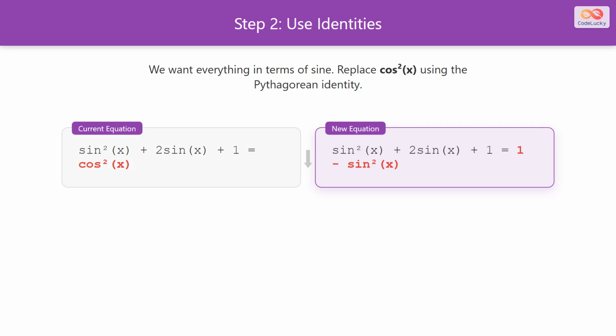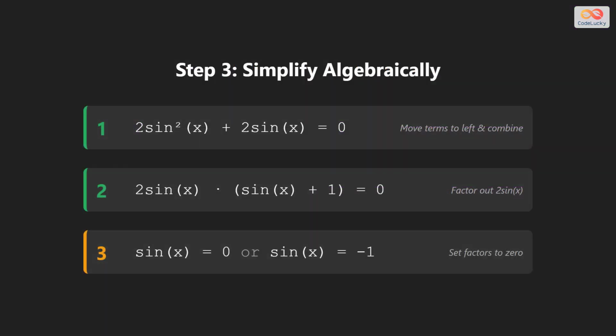Now we can use our identities. We want the equation to have only one type of trigonometric function. We can replace cosine squared x on the right side with 1 minus sine squared x using the Pythagorean identity. Now we simplify. We move everything to one side. The ones cancel out, and we add sine squared x to both sides, giving us 2 sine squared x plus 2 sine x equals 0. We can factor out 2 sine x, which leaves us with two possibilities. Either sine of x is 0 or sine of x is negative 1.